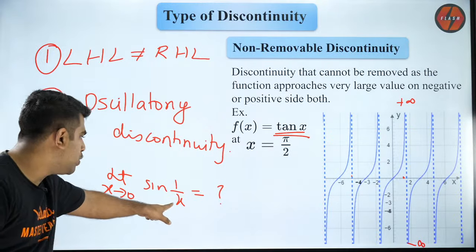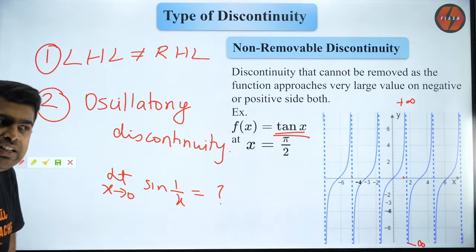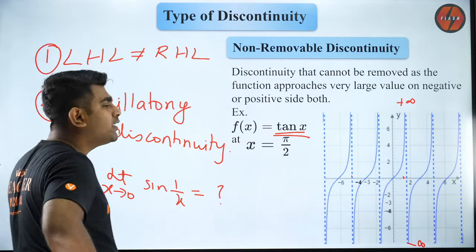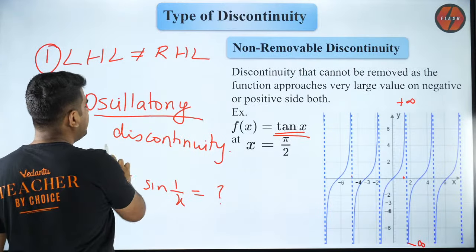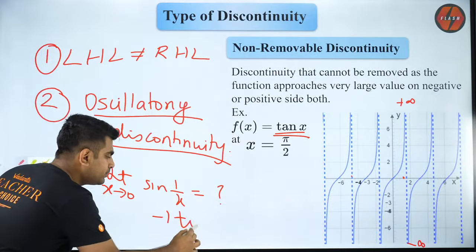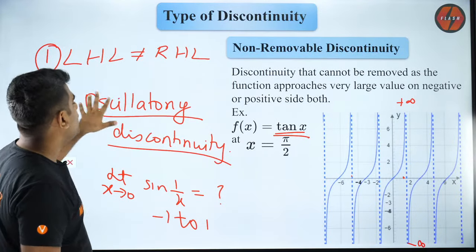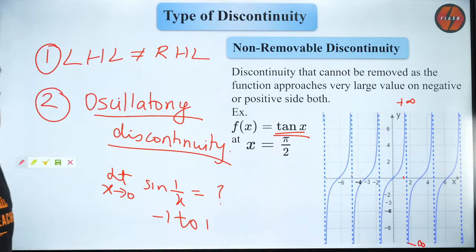So when I put x very close to 0, it will become sine of infinity. Do you know the value of sine of infinity? Sir, it is between minus 1 to 1, sir. But I said, do you know the value of sine 1 by x? No. So you cannot determine it in a certain manner. Therefore, this is what we call oscillatory discontinuity, because this value can fluctuate between minus 1 to 1. Where will it be? Nobody knows. So that is why we call it oscillatory discontinuity. It also comes under non-removable. Okay?